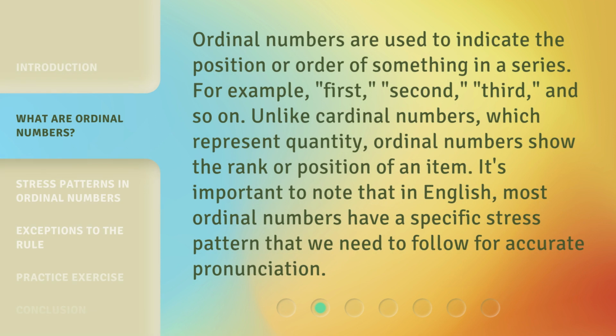Ordinal numbers are used to indicate the position or order of something in a series. For example, first, second, third, and so on. Unlike cardinal numbers, which represent quantity, ordinal numbers show the rank or position of an item. It's important to note that in English, most ordinal numbers have a specific stress pattern that we need to follow for accurate pronunciation.